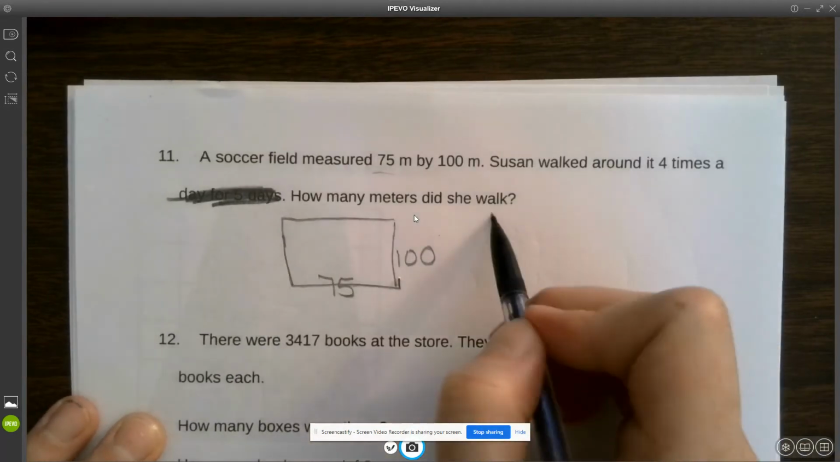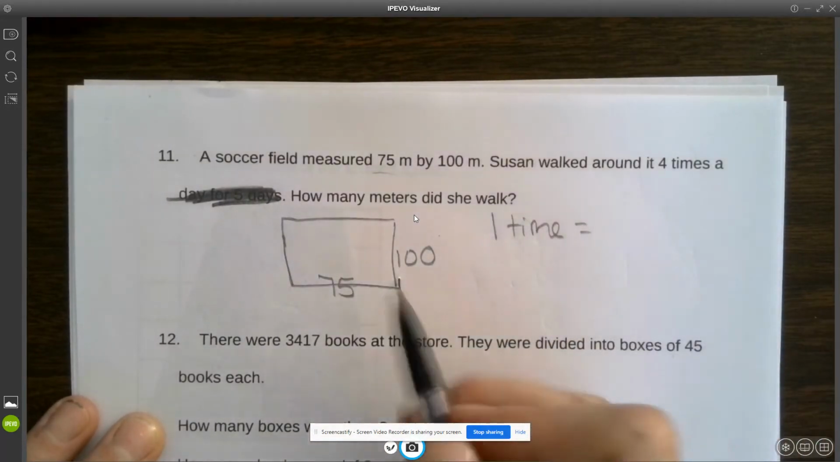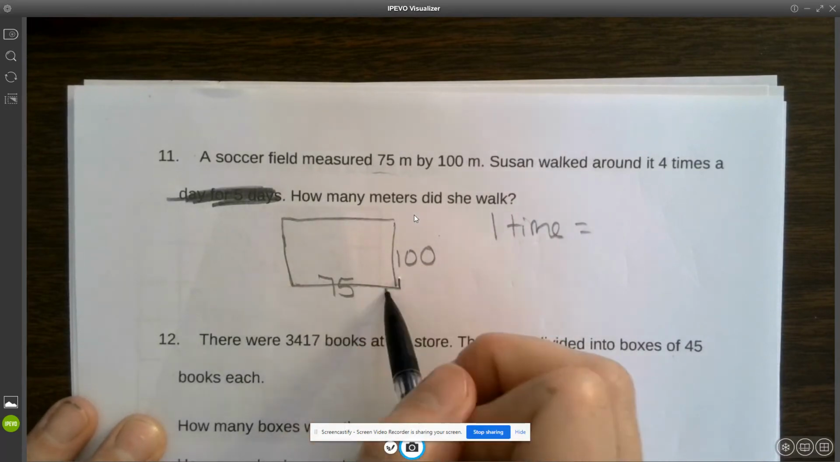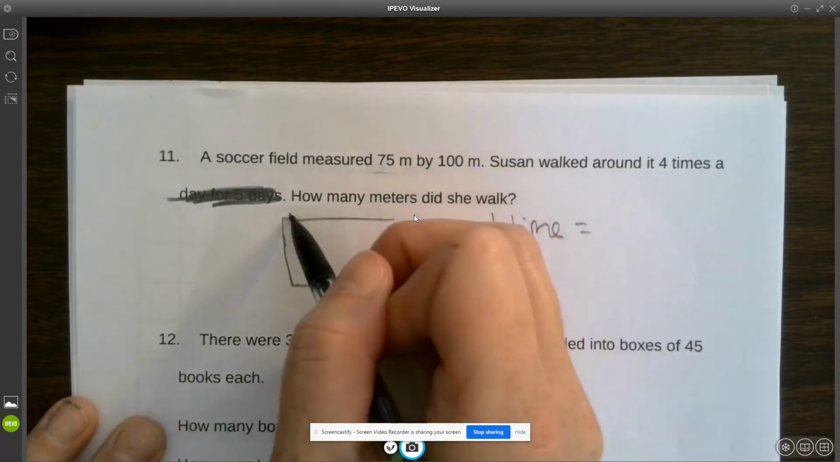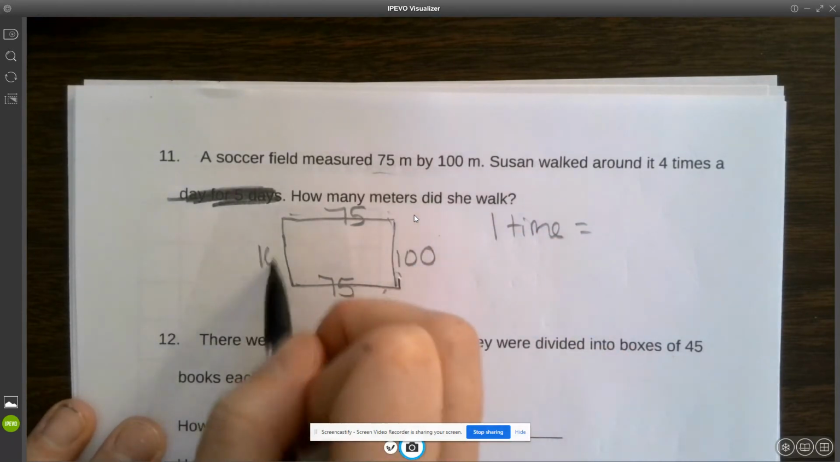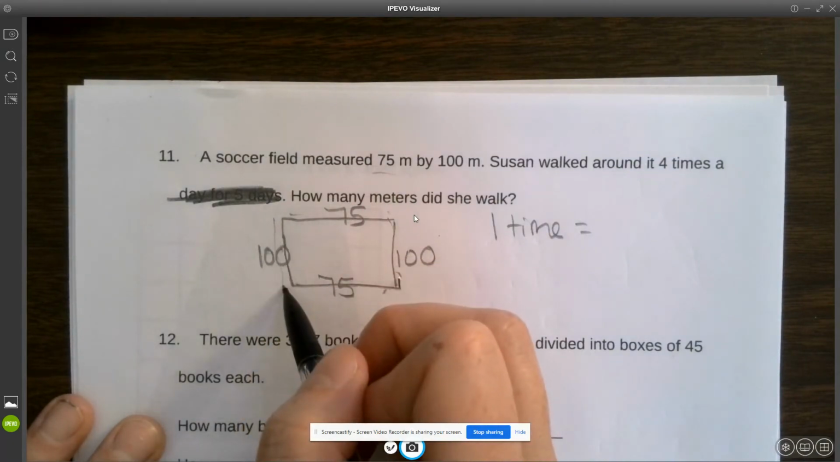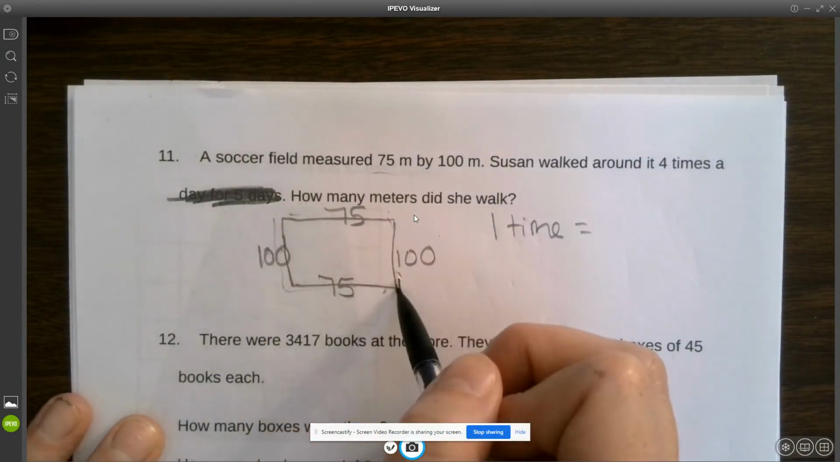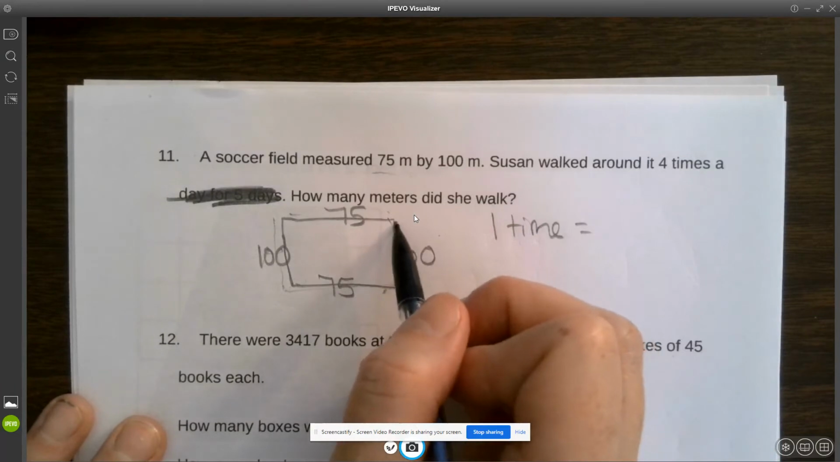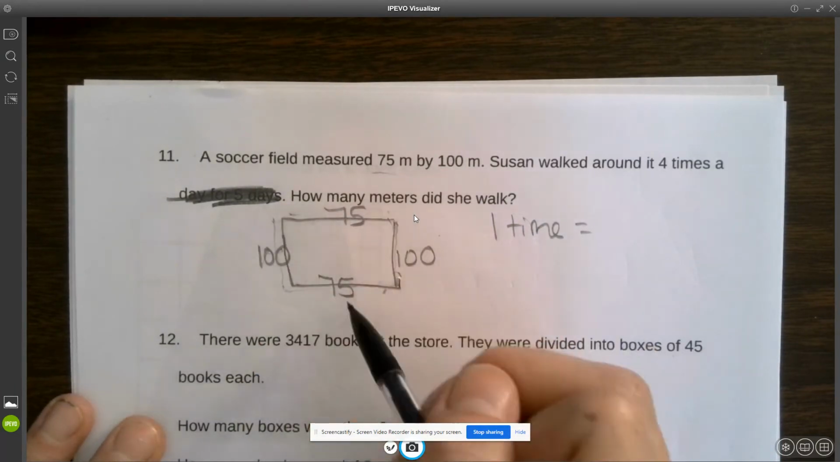Well, let's figure out what's just one time. If she walked around 1 time, how many meters is that? Well, from here to here is 75. If this is 100, then this is 100, right? Okay, so she's going to walk around. Here's 100. She's going to come here. That's another 75. She's going to walk up here. That's another 100. She's going to walk here. That's another 75.